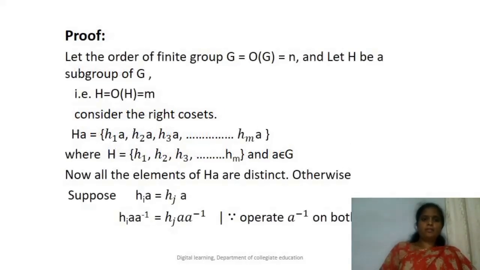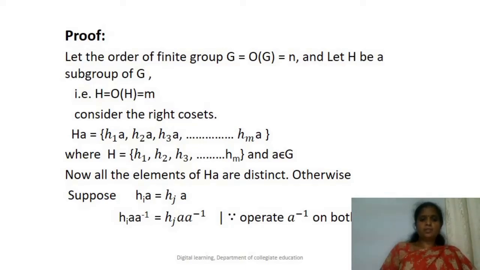Proof. Let the order of the finite group G be n, and let H be a subgroup of G where the order of H is m. To prove this, consider the right cosets, or you can also consider the left cosets. Either coset we can consider. If we consider right cosets, it becomes Ha, and the set Ha is h1a, h2a, h3a up to hma, where H is taken as h1, h2, h3 up to hm, and a belongs to G.